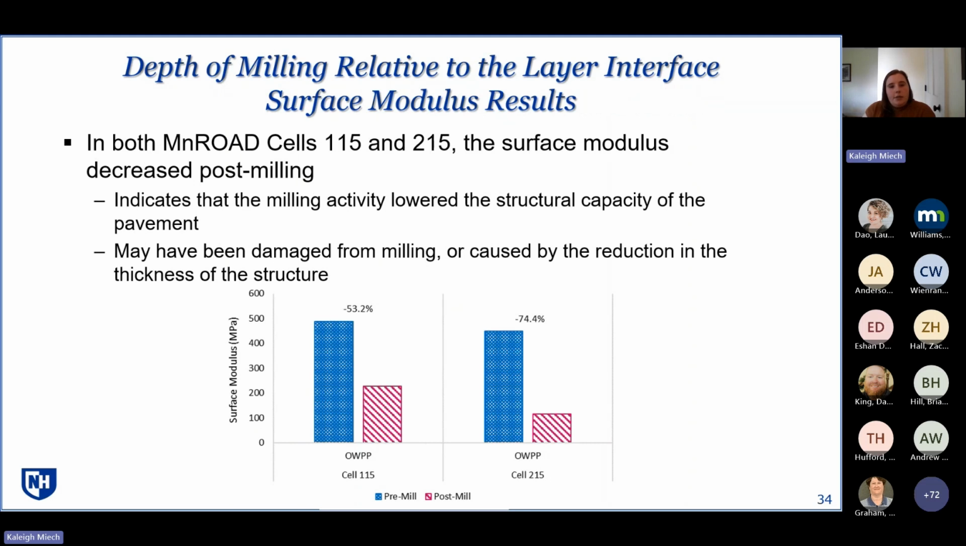Here we have the surface modulus results for these two Min-Road cells. And we can see that in both cells, the surface modulus decreased post-milling, indicating that the milling activity did lower the structural capacity of the pavement. This may have been damage due to the milling activity or due to reduction in the thickness of the structure as a whole.